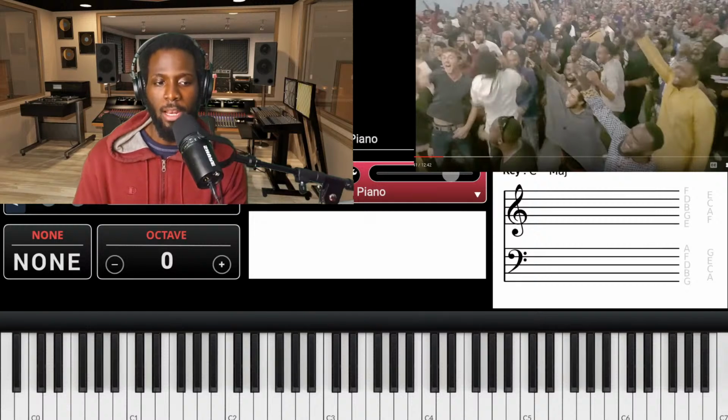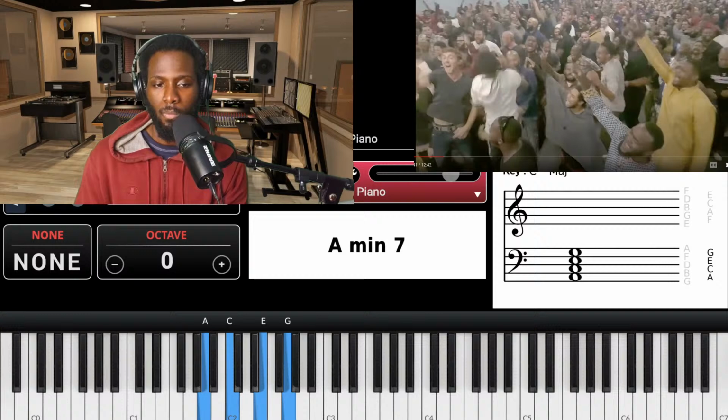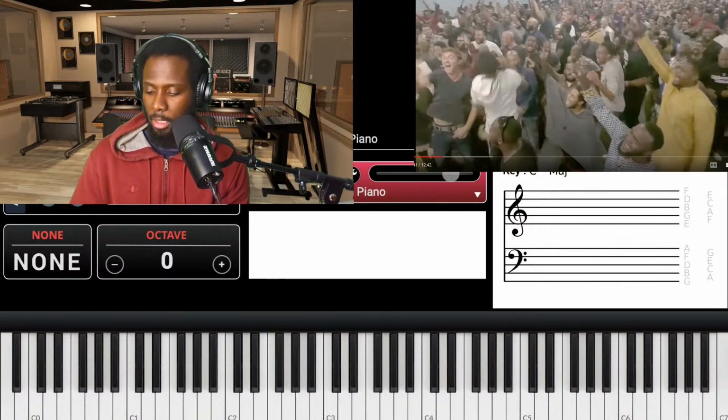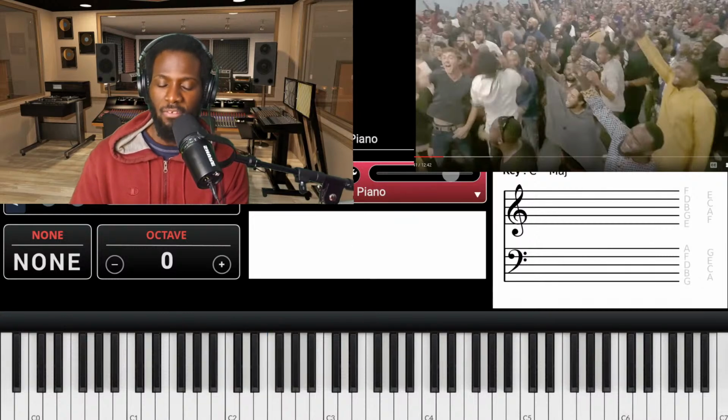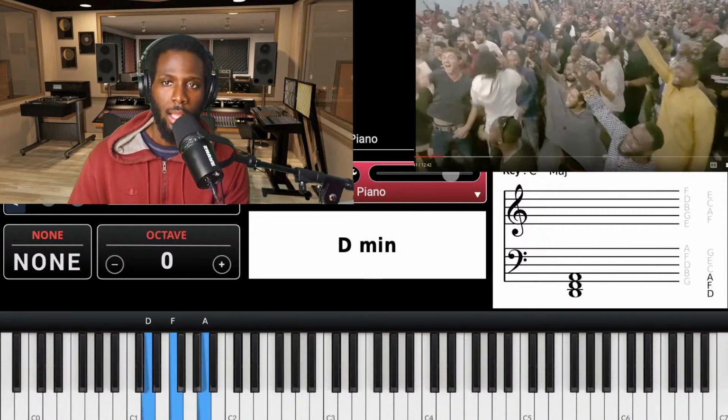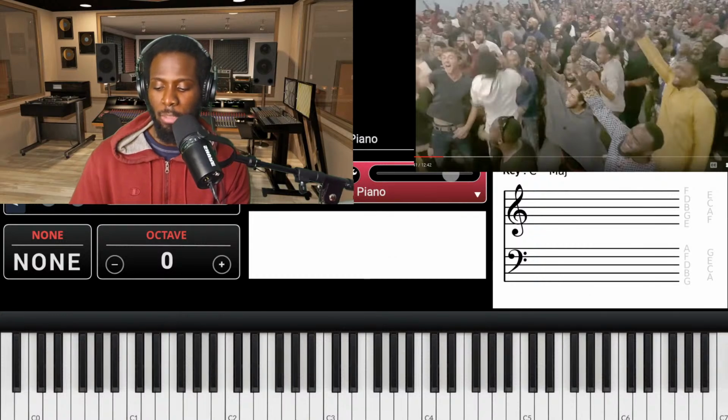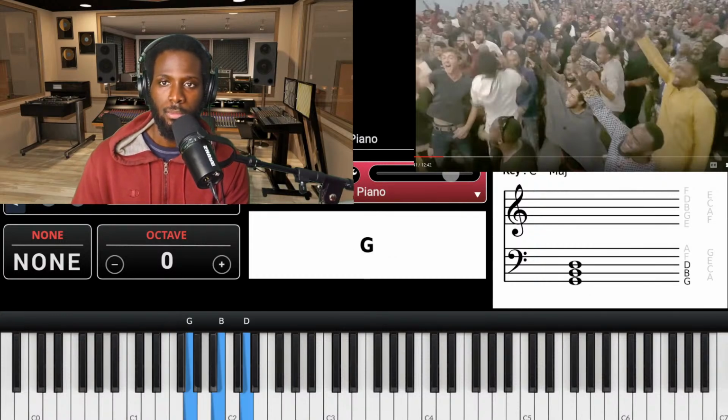So far we've learned that it was the A minor 7, or let me just talk in terms of the triads, all right? You have the 6th degree, which is A minor 7. Then we go to the 4th degree, which was F major. Then we have the 2nd degree, which was D minor. Then we have the 5th degree, which was G major. Okay, that's how we've been playing the song thus far.